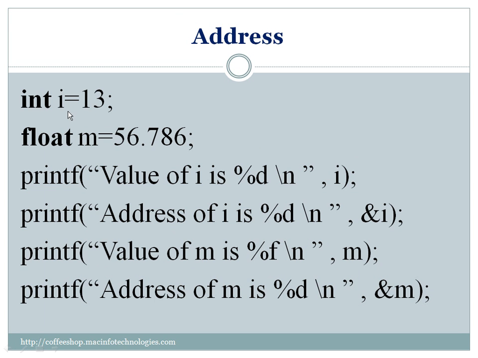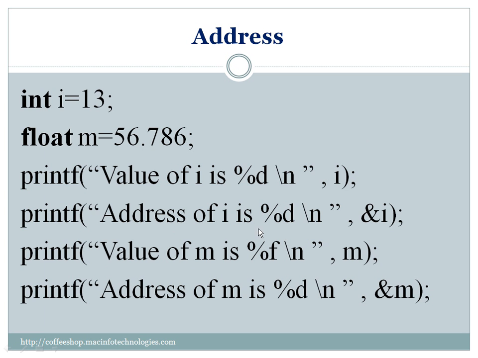When we declare a variable int i and assign a value 13, and also declare a variable of type float, m, and assign the value 56.786. Now if I say printf value of i is %d, when I say %d here, an integer should be printed, and that integer is i. This is a normal printf statement which we have already seen. So it prints the value of i in this location.